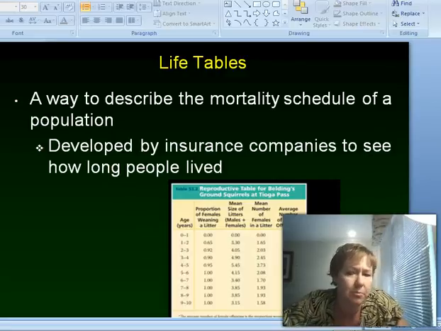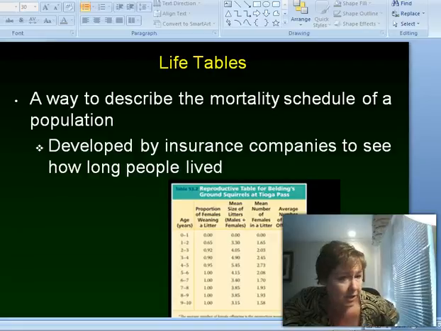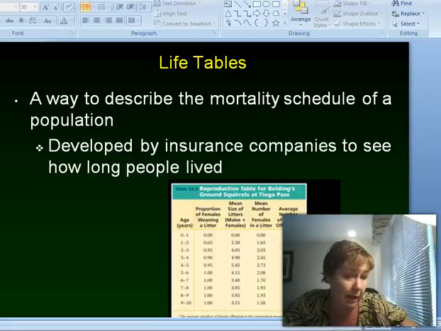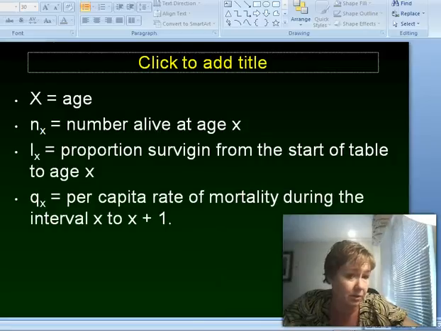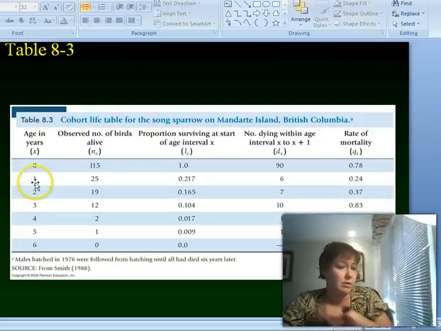A way to describe the mortality schedule of a population is a life table, just developed by insurance companies to see how long people lived. So again, an age distribution is going to tell us and a life table is going to tell us how long people are going to live. To calculate this data, you've got age, number alive at age x, proportion surviving from the start of the table, and per capita rate. I don't know why "surviving" is not spelled right, but we'll come back to that later. And this will get you a static life table.